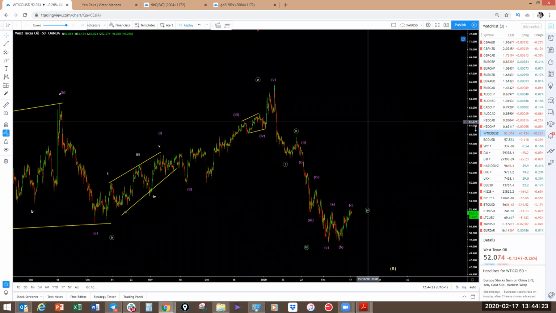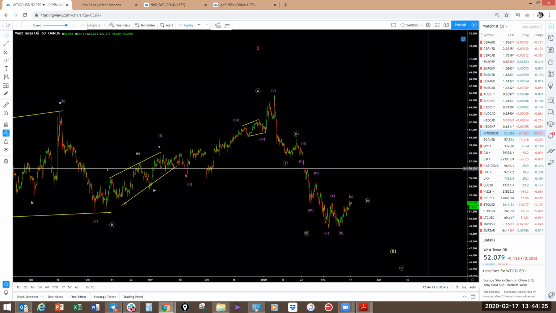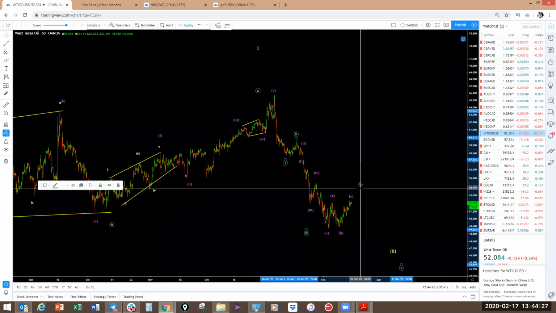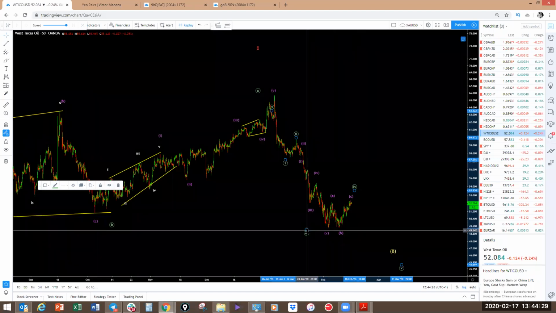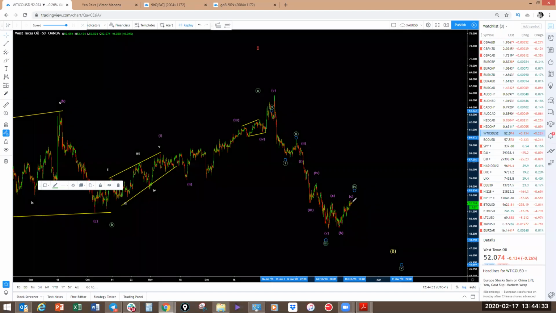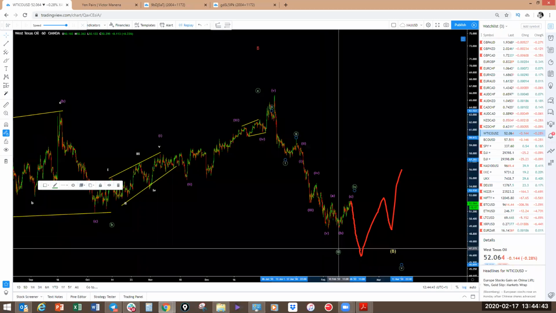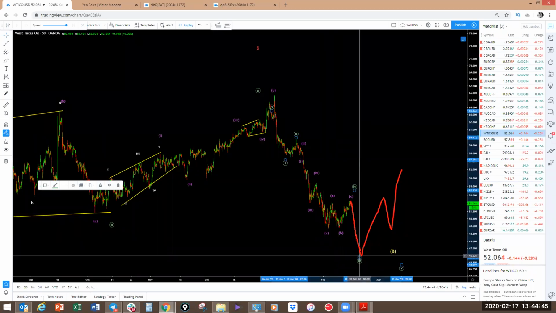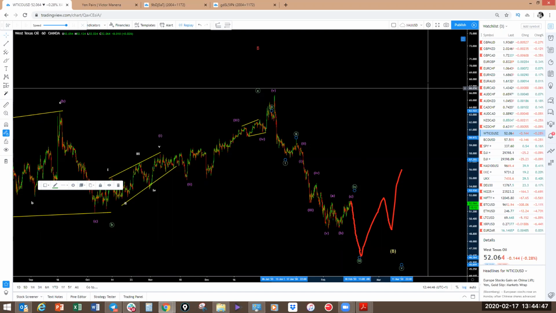So we're currently in the green wave 4. Green wave 4, playing out as a regular flat. Now what we want from oil is for it to come down to complete the wave 3 in blue and then an upside correction like that. There we go. That is oil.